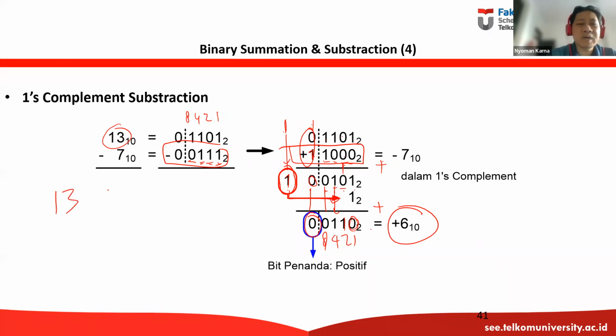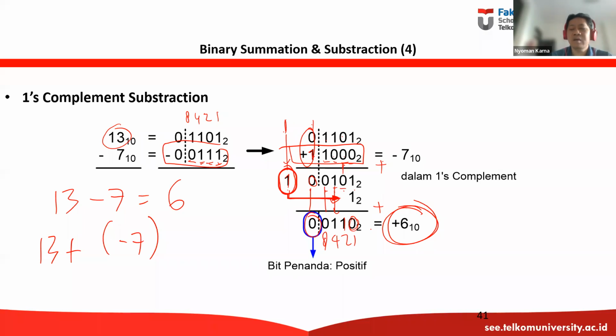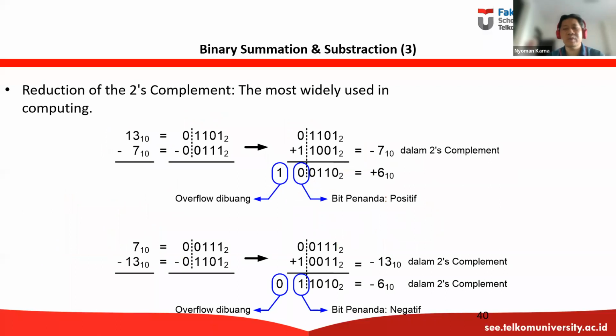Now, is this correct? 13 minus 7 is actually, yes, that's correct. It's 6. So 13 minus 7 is 6. But we use the addition. So instead of using subtraction, we use 13 plus minus 7. But minus 7 in one complement. Now, how about in two's complement?